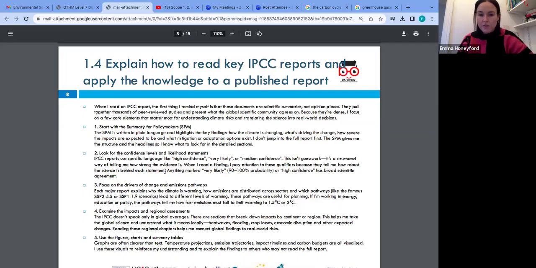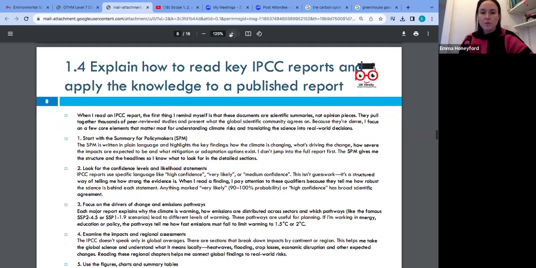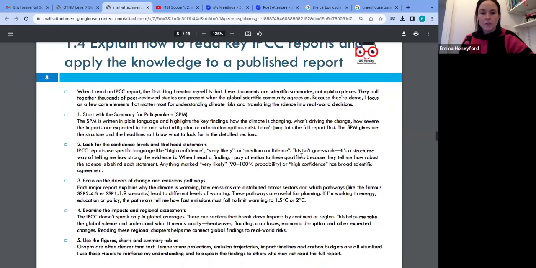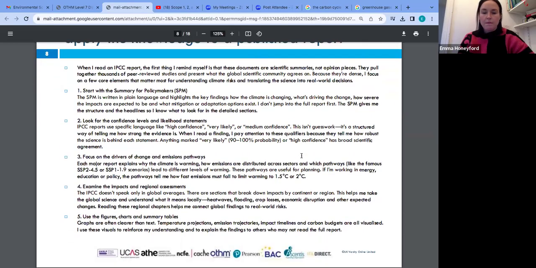So section 5, using the figures, charts, and summary tables. Graphs are often clearer than text. Temperature, I'm going to zoom in a little bit more here, sorry about this. So temperature projections, emission trajectories, impact timelines, and carbon budgets are all visualised. I use these visuals to reinforce my understanding and to explain the findings to others who may not read the full report.